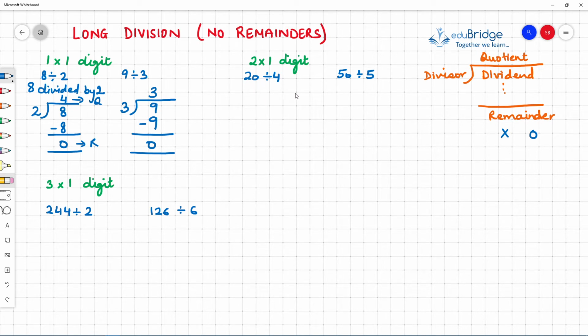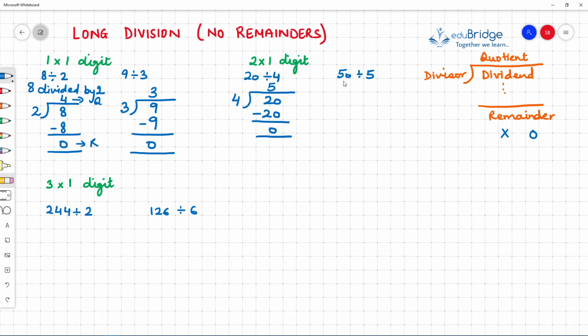Let's move on to 2 by 1 digit numbers. Now how do we read this again? 20 divided by 4. This means 20 is your dividend and 4 is your divisor. 4 times 5 is 20. We subtract this and we are left with 0.